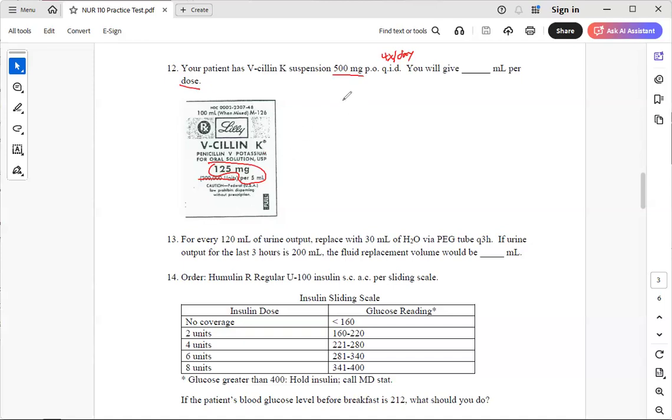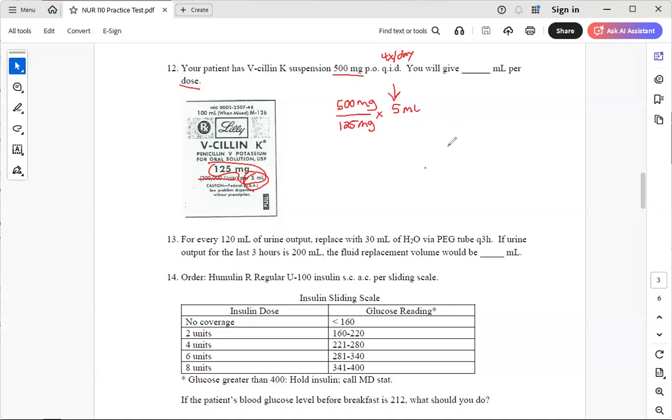So I'm going to take my order over my available times my quantity. And again, what will get missed is you put the wrong quantity here. So pay attention to what you're supposed to be using, what the per is. Not everything is per 1 ml.